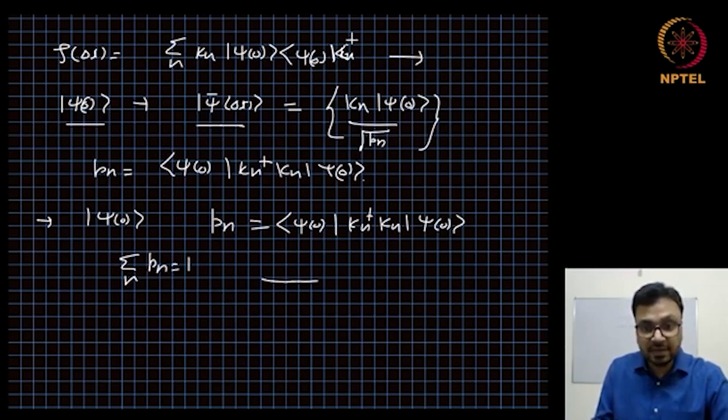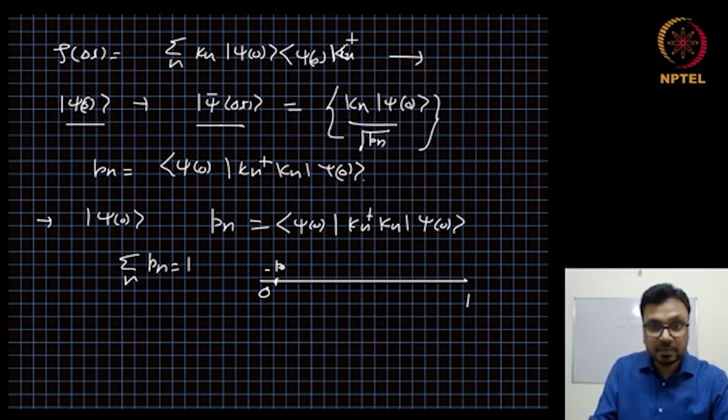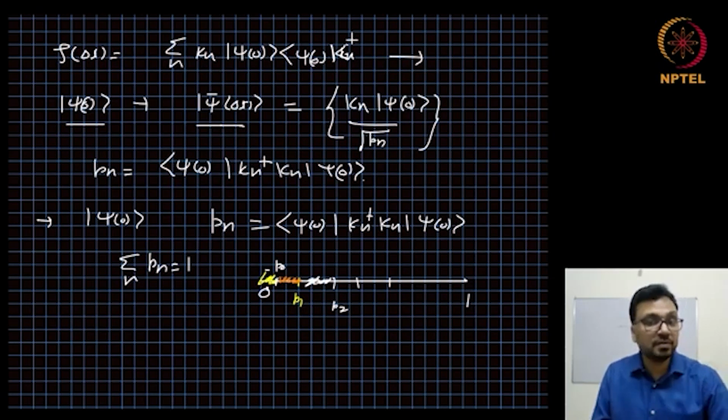So if we have a line between 0 and 1, then up to some point we will have P0. So this space will be P0, and then the next space we have will be P1, and then we will have P2 and P3 and P4 and P5 and so on. We can divide a line between 0 and 1 into segments of size given by Pn.